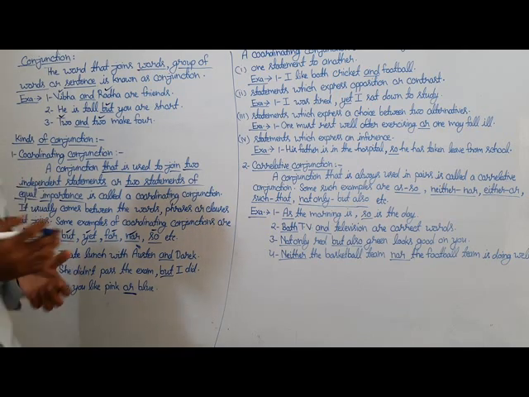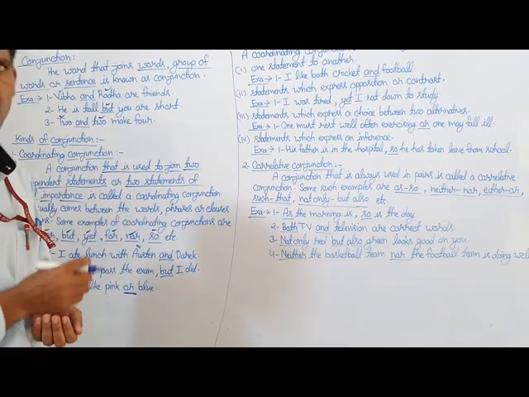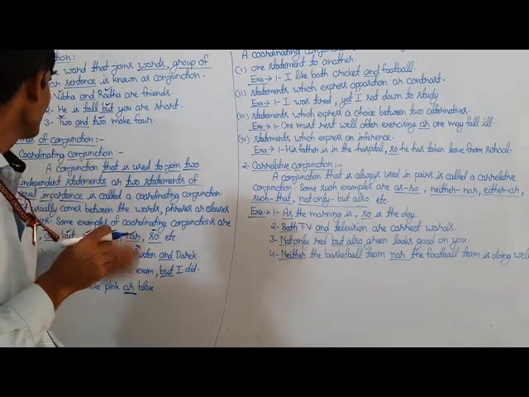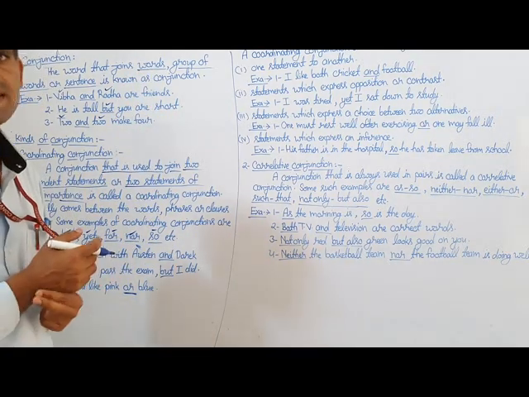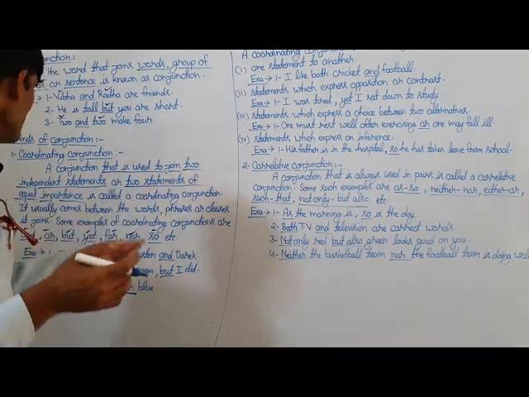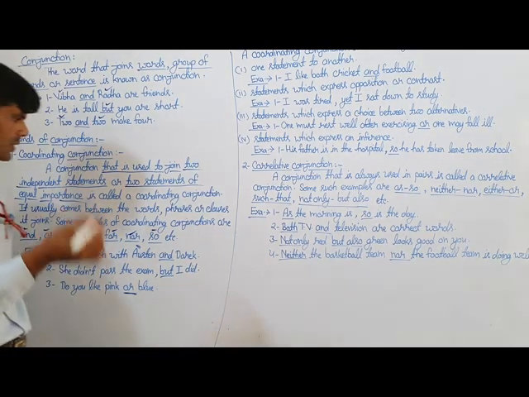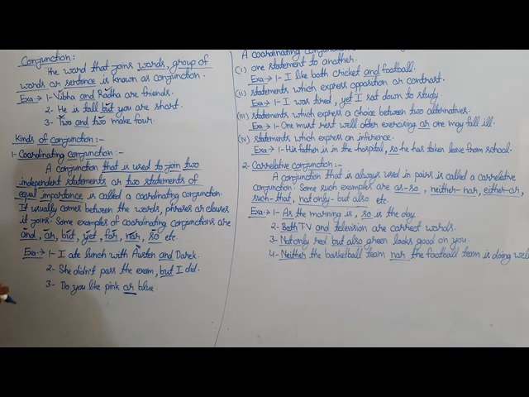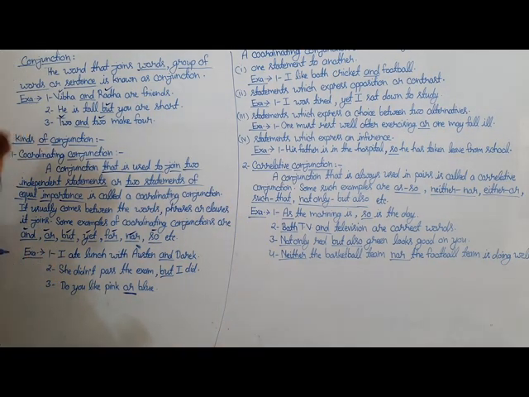So students, we can say that a conjunction that joins two independent statements or two statements of equal importance with each other is called coordinating conjunction, and the coordinating conjunction usually comes between the sentences, phrases or clauses that it joins. Some examples of the coordinating conjunctions are and, or, but, yet, for, nor, so. So this is the first kind of conjunction.